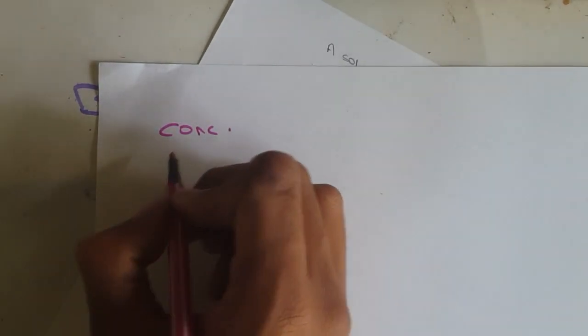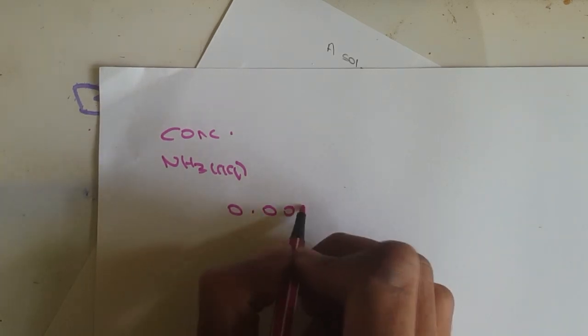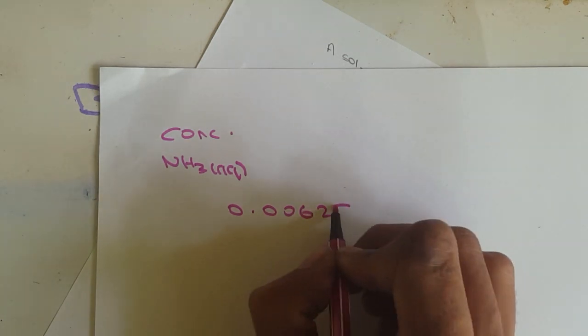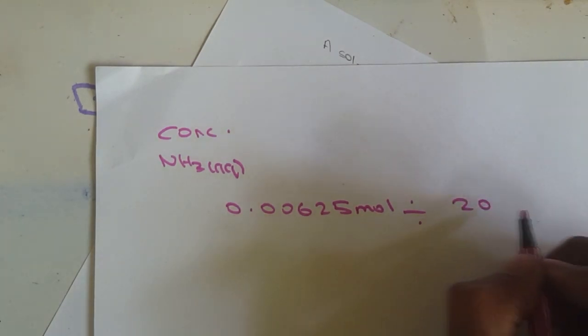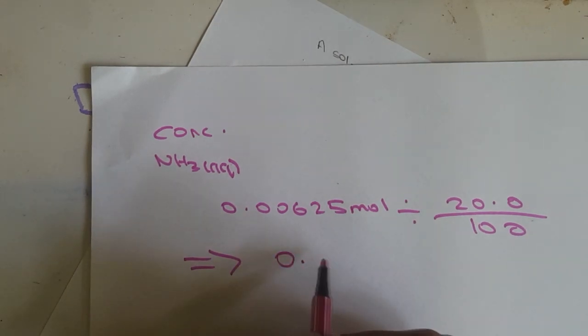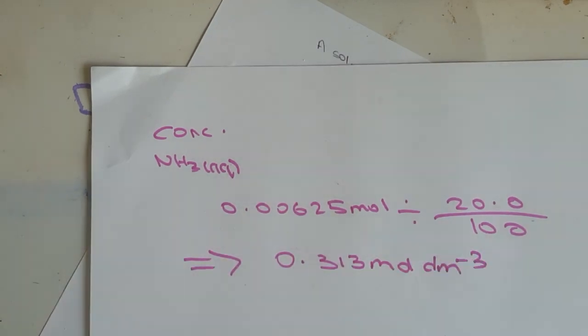For the concentration of the ammonia, concentration is moles divided by volume. So let's put the moles here first. The moles we got was 0.00625 mol, and that divided by the volume gives 0.3125 mol/dm³. Simple as that, that's how you do a back titration problem.